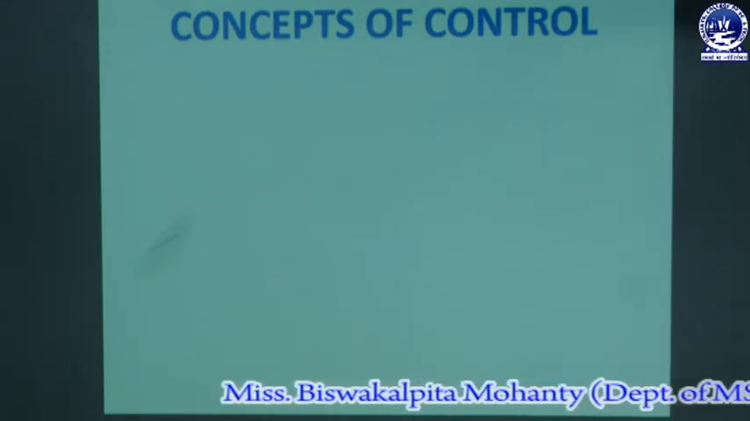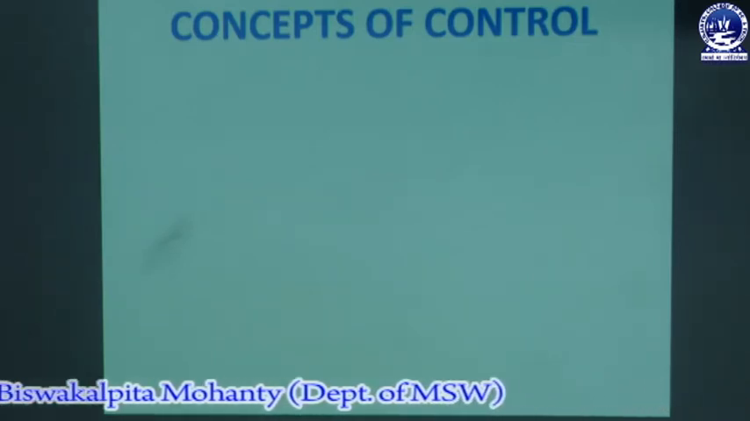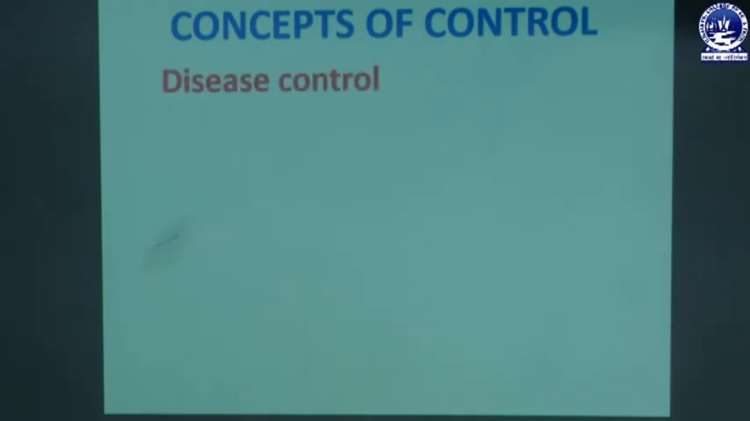Next is concepts of control. In this part, we will discuss the concepts and the factors related to the control of disease, and how we can control different diseases. In these concepts of control, we will first discuss disease control.